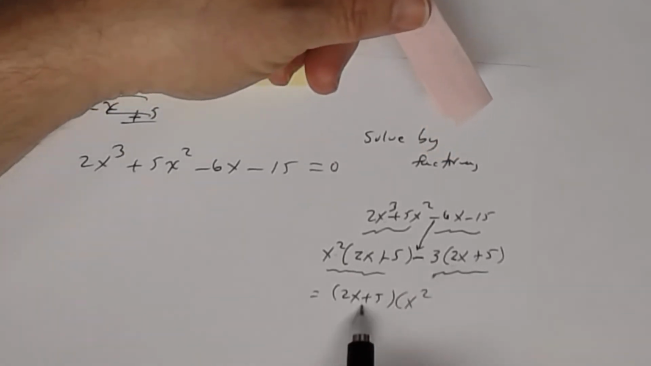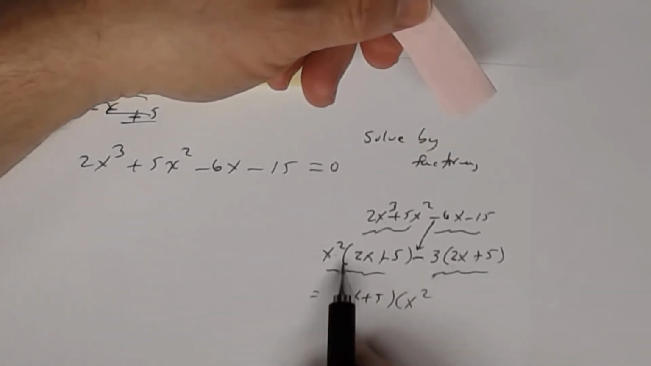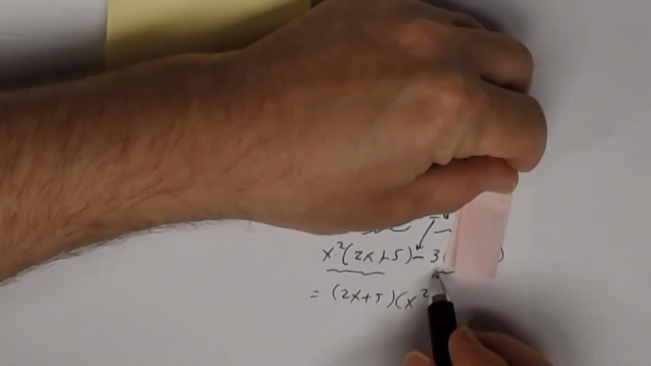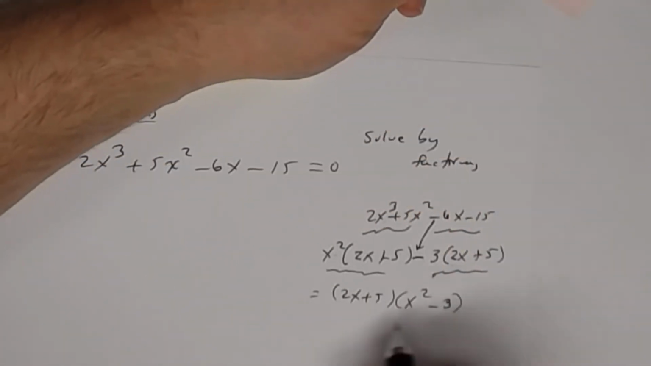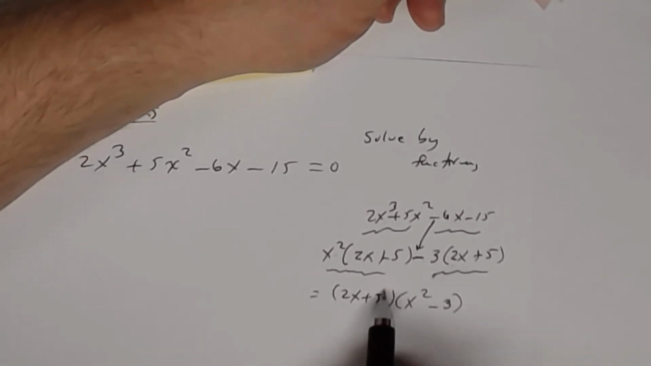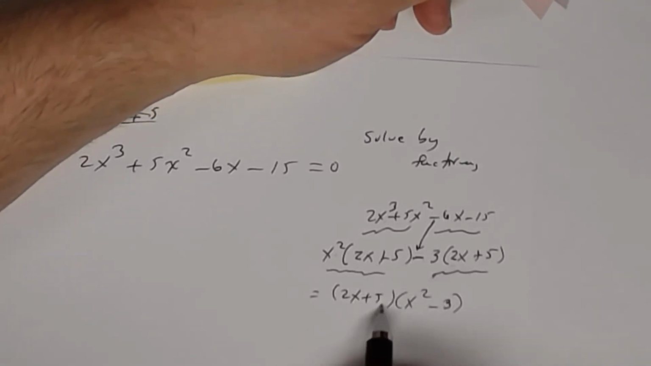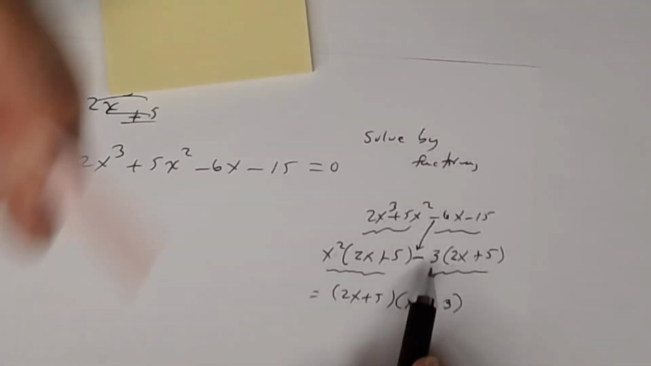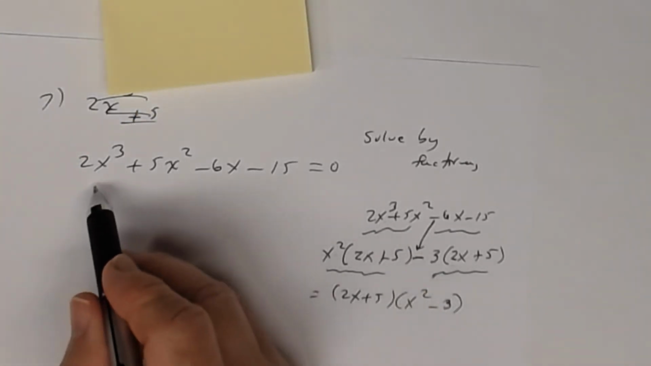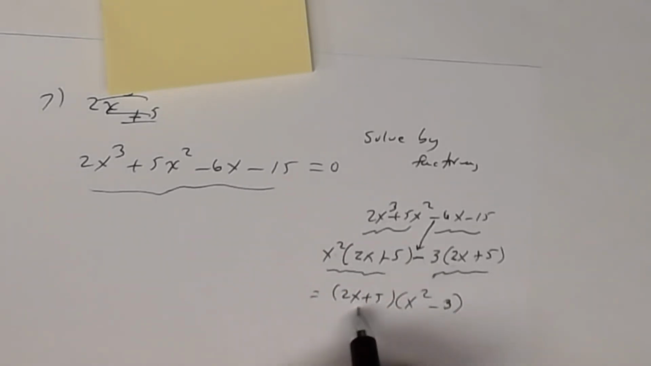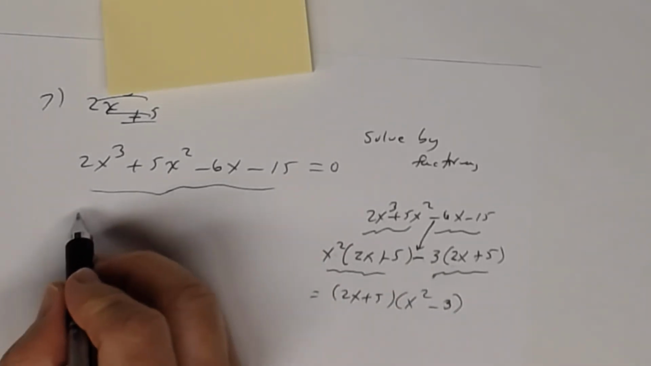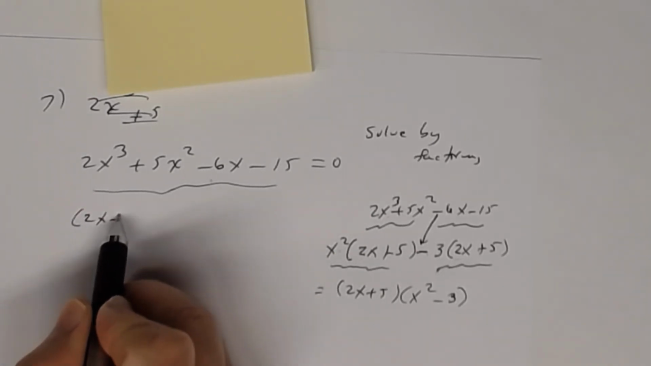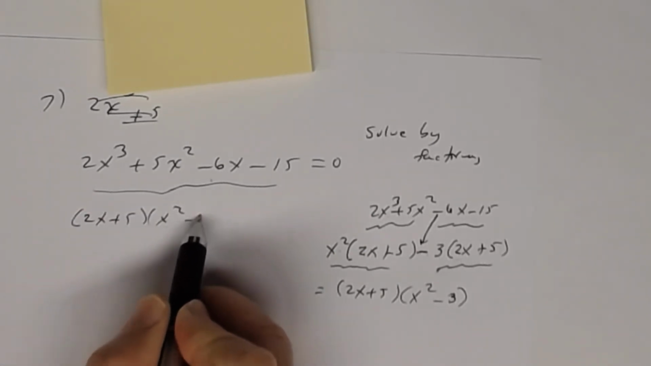And you can always verify, look, 2x plus 5 times x squared is this, isn't it? And then factor out the 2x plus 5 here, you're left with minus 3. And always verify. So if I would distribute this back, 2x plus 5 times x squared is this, and then 2x plus 5 times a negative 3 is this. And so this right here is this right here. So you have to write this now. You have to say 2x plus 5 times x squared minus 3.